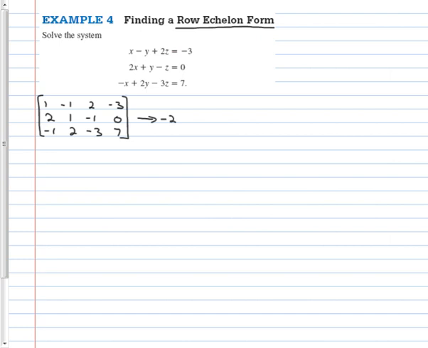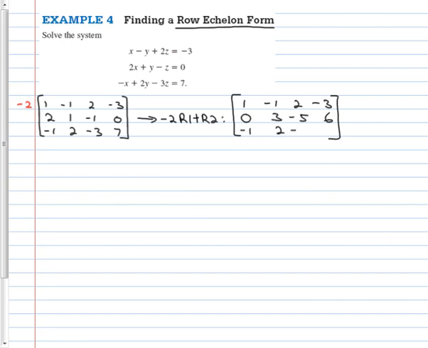So what am I going to multiply row 1 by to add to row 2? -2 times row 1, and add it to row 2, and that is going to give me, well, the first one I don't change. 1, -1, 2, -3. Now I'm going to do my math. -2 plus 2, 0. -2 here, and if you want to, you may even want to throw the number in front that you're doing. 2 plus 1, 3. -4 minus 1, -5. 6 plus 0, 6.